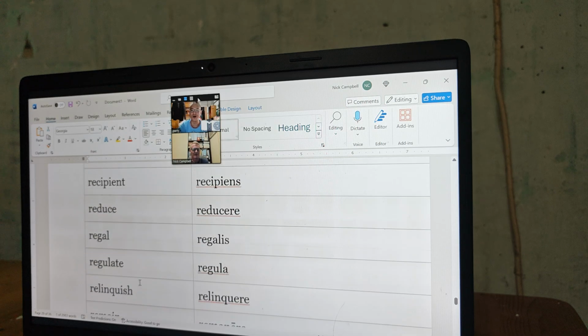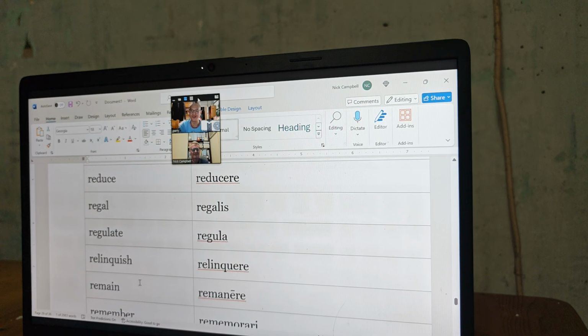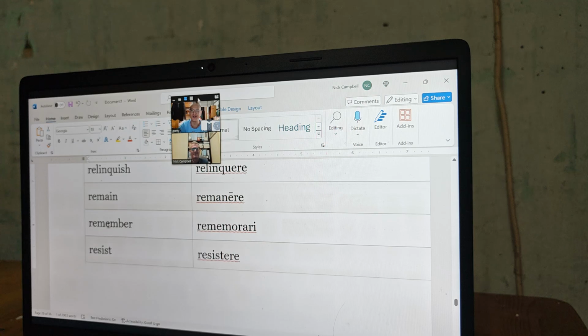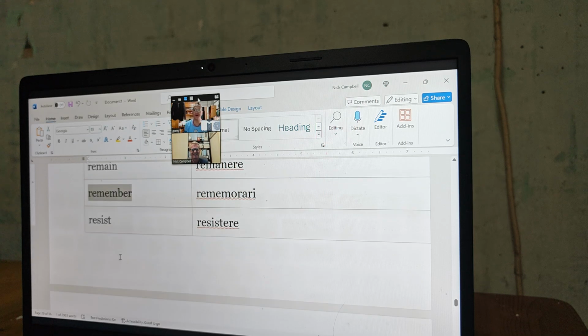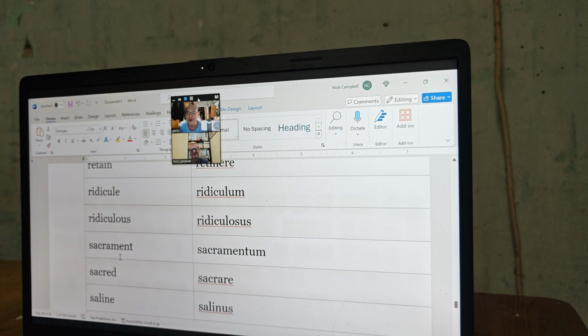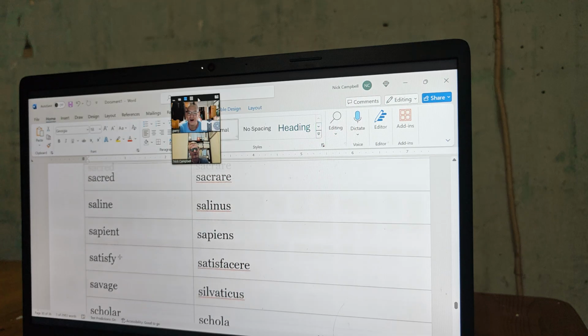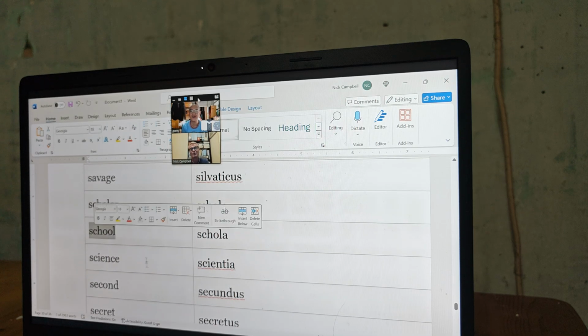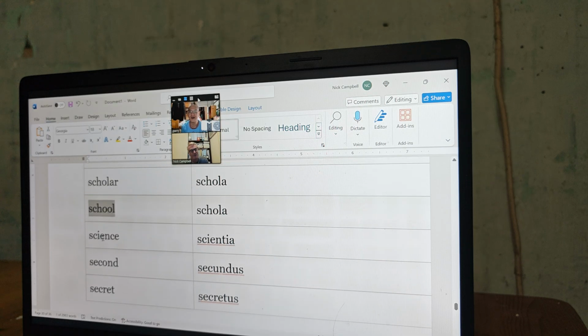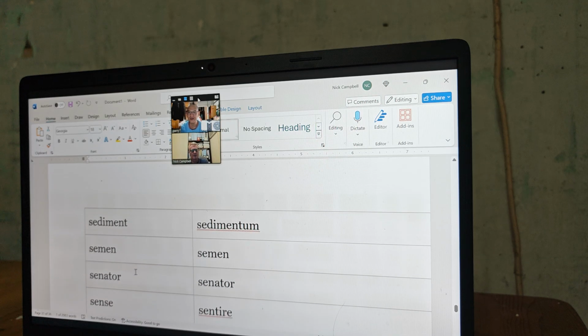Reduce. Remain. Remember. A lot of simple words that we don't think of. Satisfy. Scholar, because of course they go to school. Again, all these sort of things that are to do with learning things, science, school, scholar. We got all this from the Greeks and the Romans.